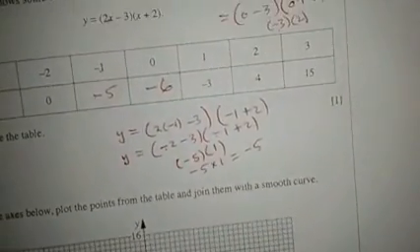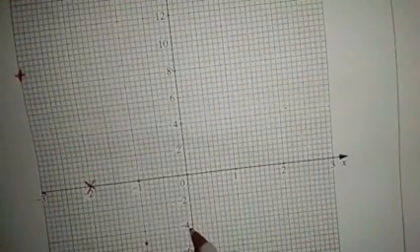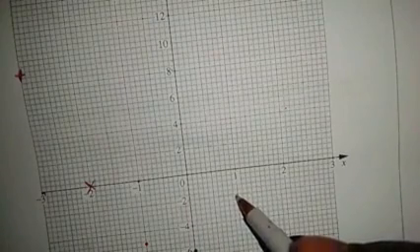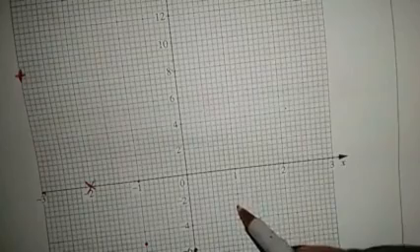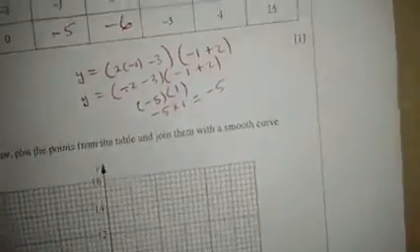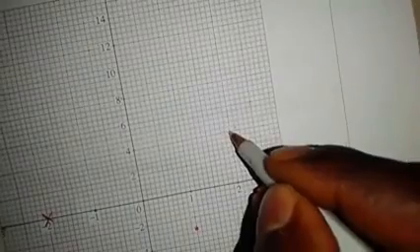Then we move on to 1 and minus 3. So this is 1. Minus 3 is between minus 2 and minus 4. Since we have got 5 boxes in between, we need 2.5 boxes, like this. So this is 1 and minus 3. Then we move on to 2 and 4. This is 2 and this is 4 here.